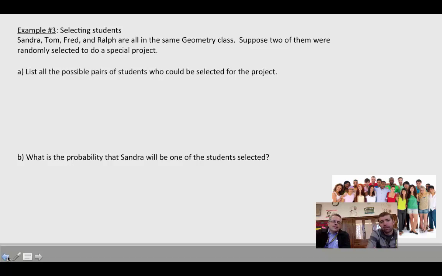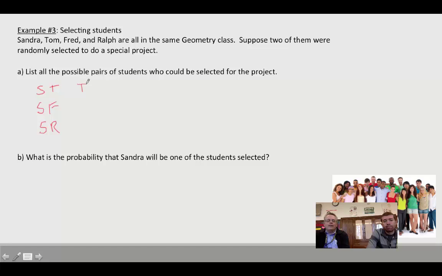Right, now this time we have to do a little work. We have 4 students, Sandra, Tom, Fred, and Ralph. Sandra's a female. Tom, Fred, and Ralph are all guys. We're going to randomly pick 2 of them to do a geometry project. So the question is, if we randomly pick 2 of them, what's the probability that Sandra, the girl, is one of them? First thing we want to do is work out the sample space. So we could have Sandra and Tom, Sandra and Fred, Sandra and Ralph. Those are all the possible groups with Sandra.